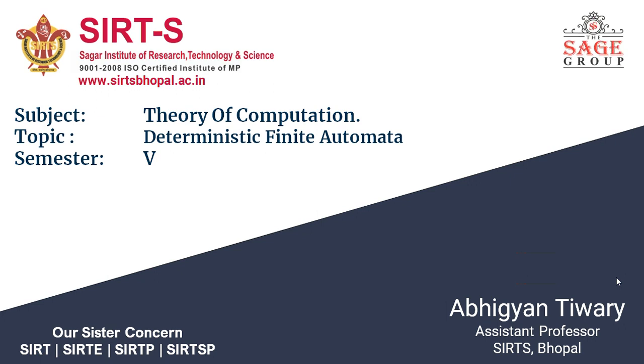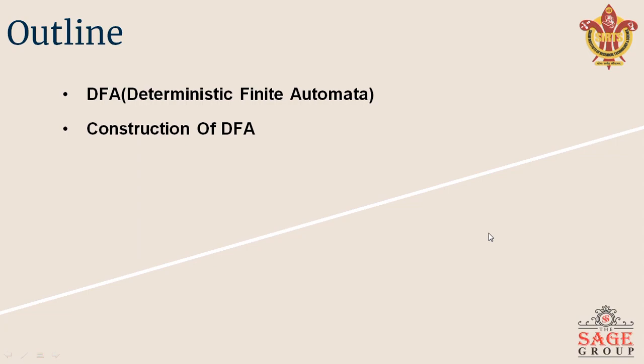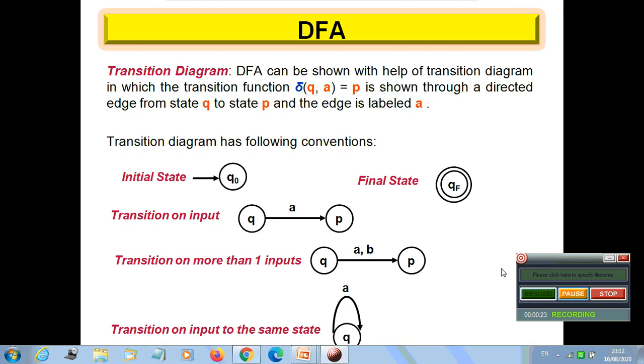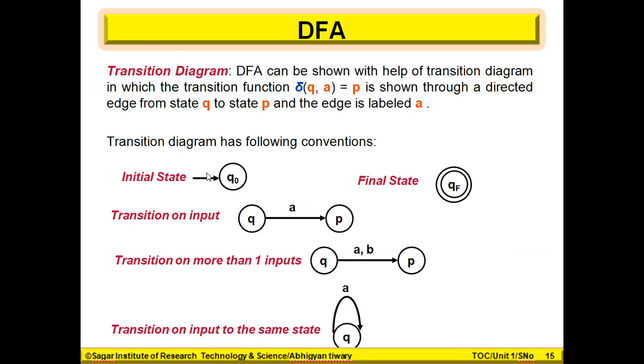In continuation of deterministic finite automata, today we are going to see a quick revision of DFA and the construction of DFA. These are the pictorial representations that we are going to use to construct a DFA. This is the notation for the initial state, and this is the notation for the final state. This is a transition for a single input, this is a transition for two inputs, and this can also happen if, for an input, we move towards the same state. Okay, so it will be a self loop.